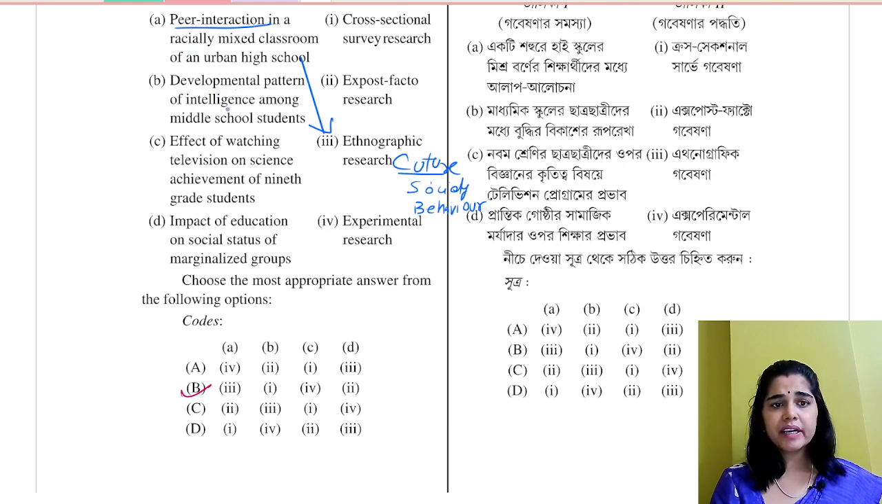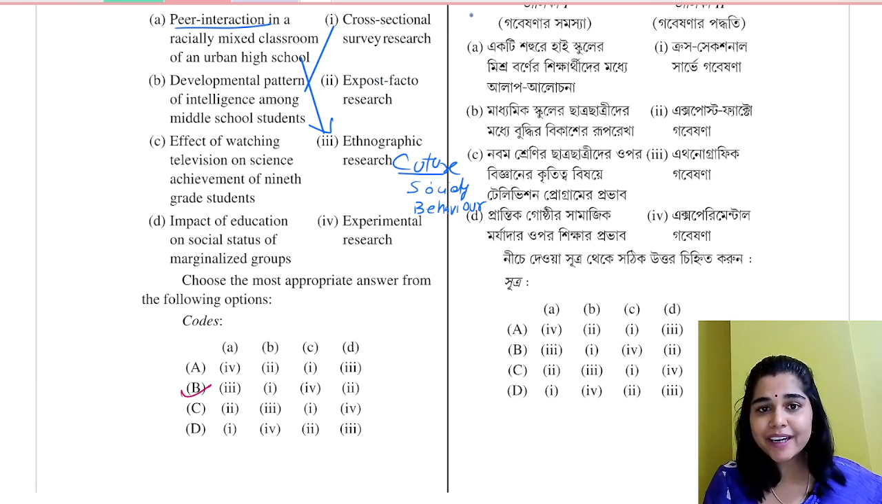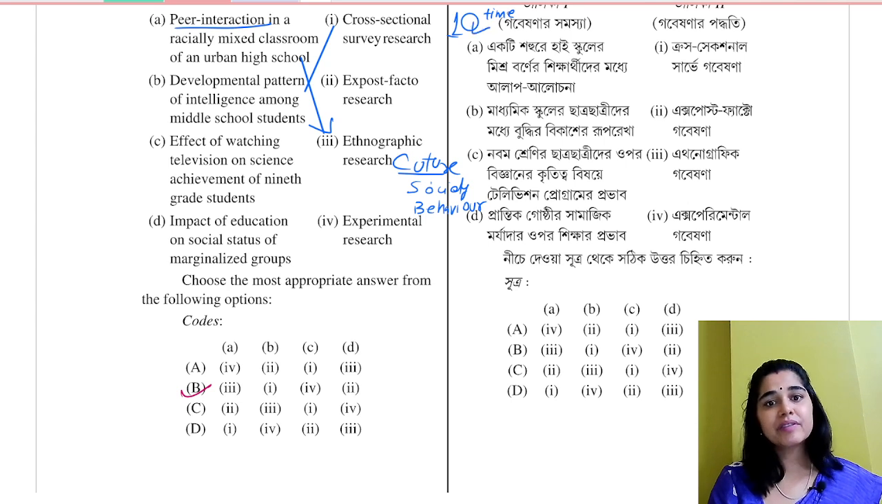Developmental pattern of intelligence among middle school students. Related with what? Cross-sectional. Why cross-sectional? Because what is cross-sectional? Cross-sectional is one time. Here we do a one-time study. It's very important, listen. Here we do a one-time study.